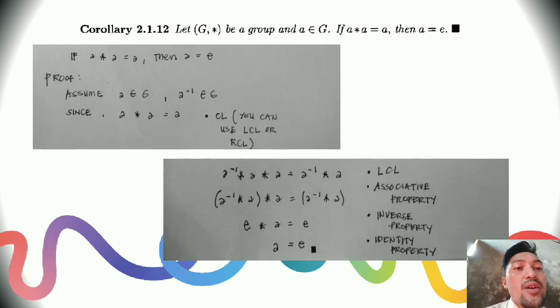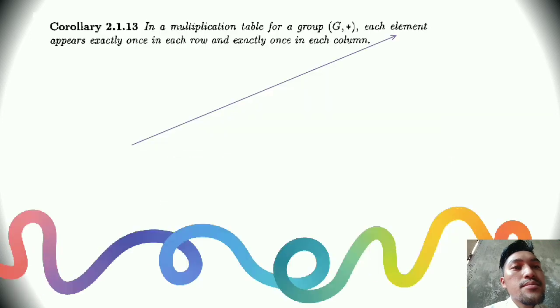By using the left cancellation law, we will have A inverse star A equals A inverse star A. By the associative property, we combine A inverse star A and then A inverse star A from the right. We then get the inverse property, and by getting the inverse property, we will have A star A equals E. And the only remaining here is that from the left, we have E star A, and by the identity property, we have A equals E, and thus the corollary is already proven.